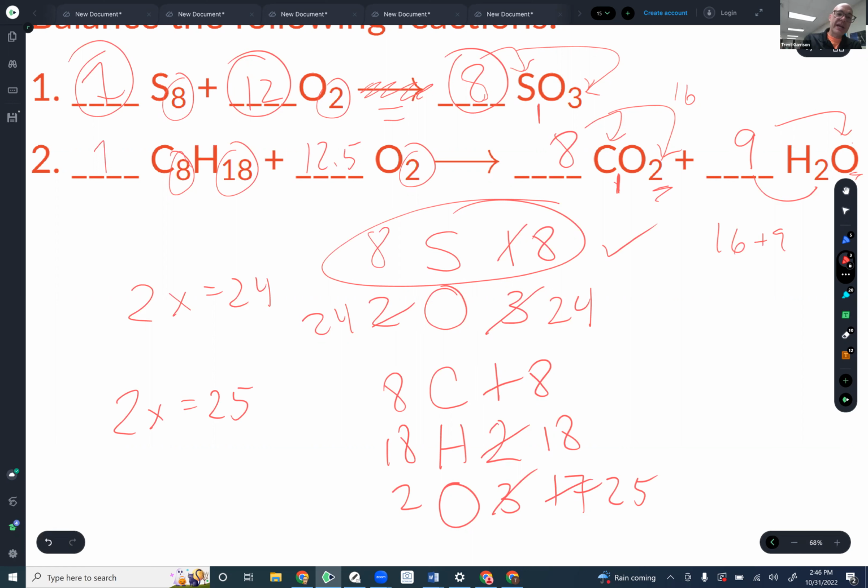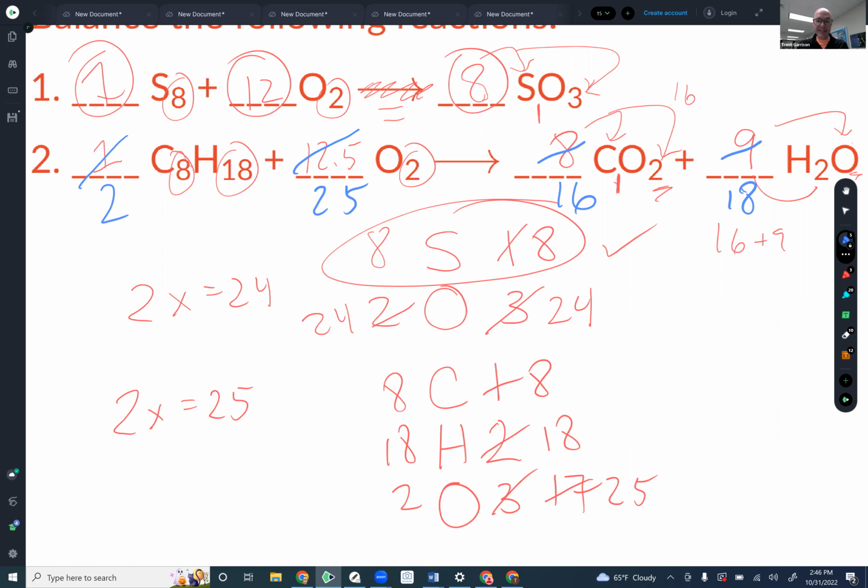This is a balanced reaction, but the rules state that you cannot have fractions or decimals in your mole ratio answer. The coefficients all must be whole numbers. I can't round it because that would actually add oxygen that's not there. So we have to keep them in the same ratio. We multiply everything by 2. So 2, 25, 16, and 18. And now my answer is balanced.